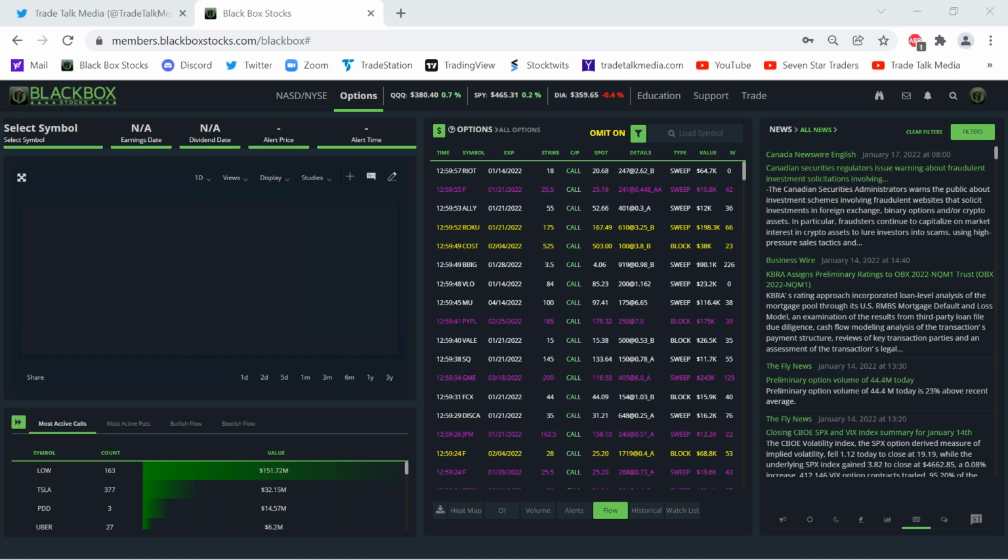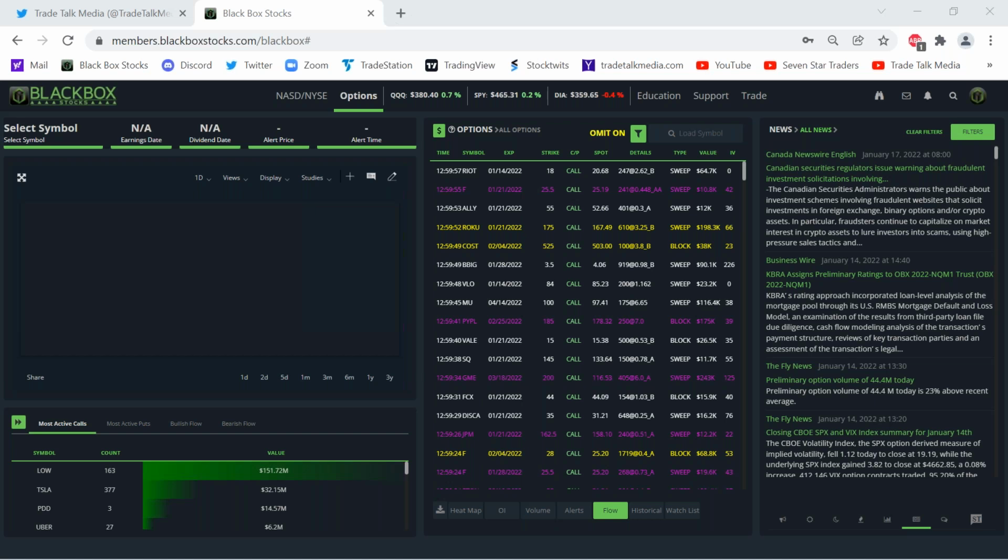Now we got Black Box. All right. So let's start with basically what flow is. If you guys have listened to the Thursday class that I do every week, you'll hear me say this quite a bit. We're watching the hedge funds trade live. Now, the only way we can get these trades quicker than what we actually do through Black Box would be to be in the trading room with these hedge funds when they say, okay, we're going to open this trade.